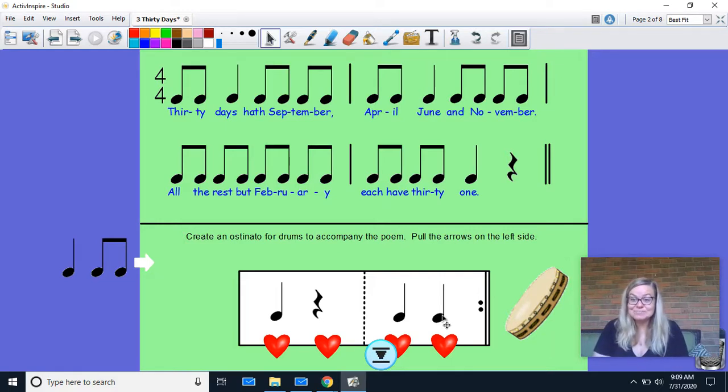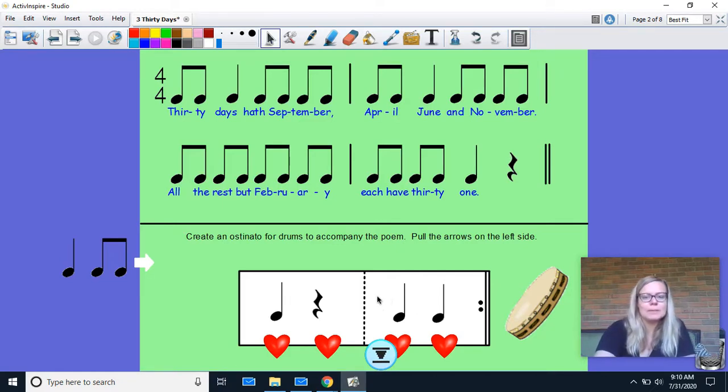How did you do? If you need to go back and practice that ostinato, go ahead and do that. Now, while I'm playing the pattern, you say the poem. I'm just going to play the ostinato. You're going to say the poem. Ready, go. How did you do?